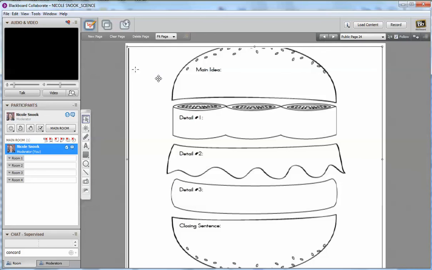So I hope this helps you with using breakout rooms and graphic organizers to help write a paragraph.